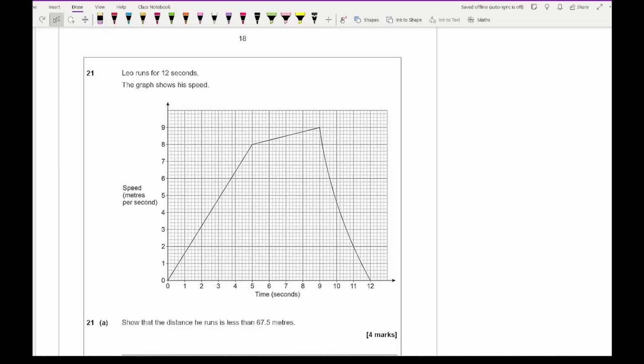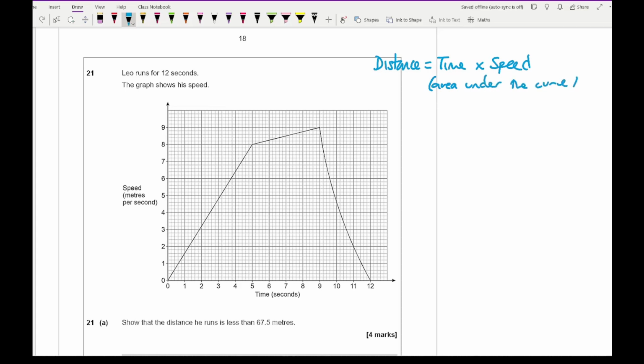So question 21 says Leo runs for 12 seconds. The graph shows his speed. For 21a, it says show that the distance he runs is less than 67.5 meters. So the first thing we need to establish is that the distance is equal to time multiplied by speed. Now when you are multiplying, that's therefore going to be the area under the curve.